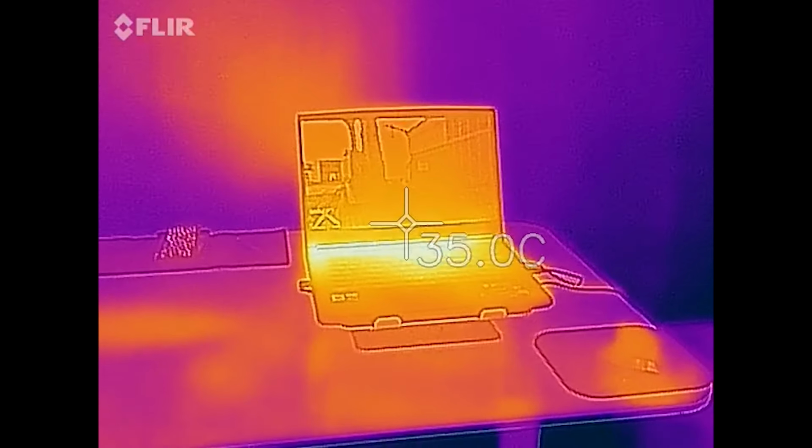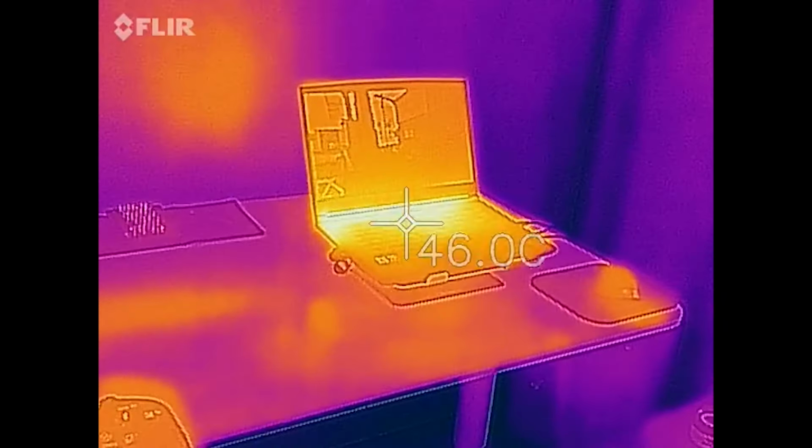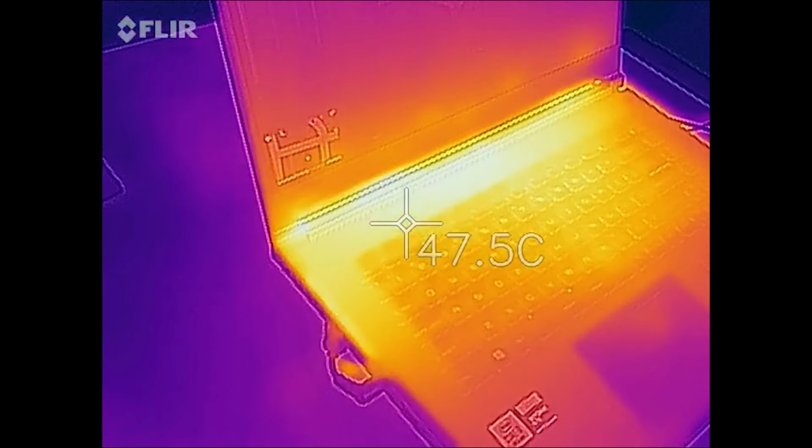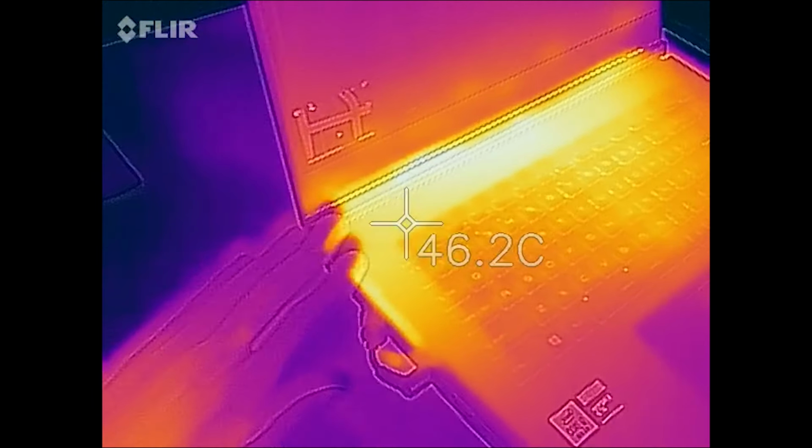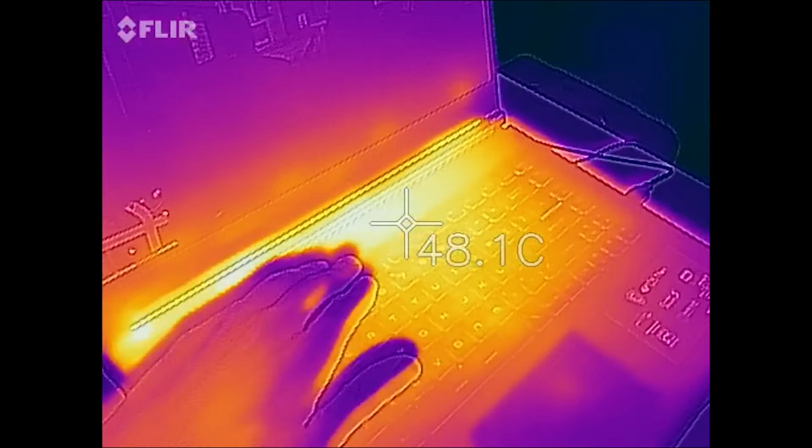The machine gets the hottest at its base, near the hinge in the middle, by the perimeter. It can get hot enough to almost burn you at max load. And of course, keep your hands away from the exhaust vents, because they do get hot as well.